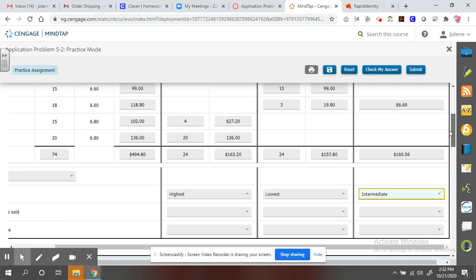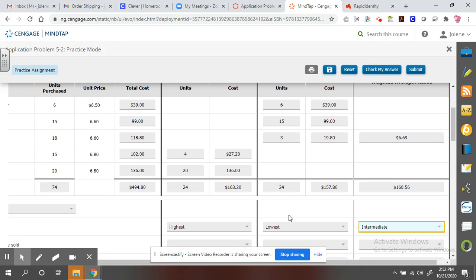Okay, let's look at it. My inventory. In FIFO, I sold the stuff that had the lower cost. So it makes sense that my ending inventory is the higher cost. Look, what's left is what we paid more for. And LIFO, it makes sense that it's the lower dollar amount because we sold the stuff that cost the most. And we still have the stuff that costs the least.